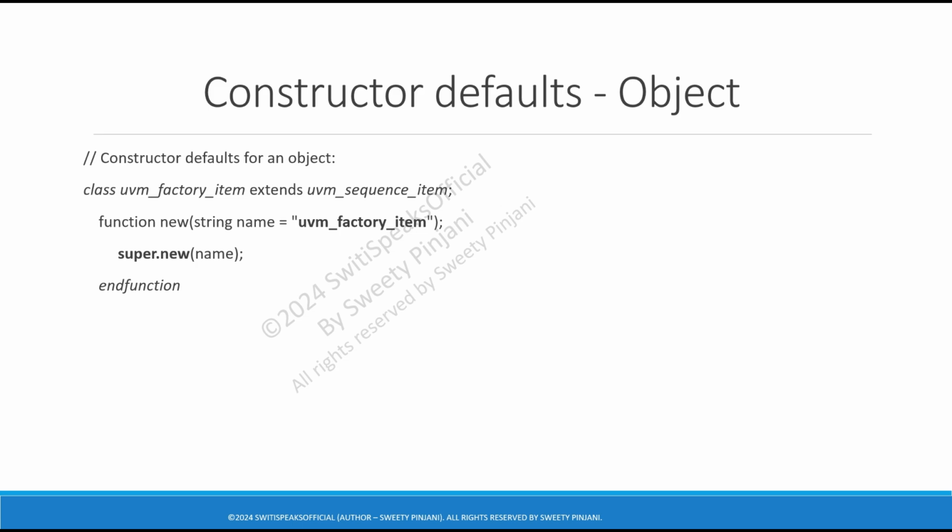For the component, you have to pass two arguments. One was name and parent. You have to call super.new. For object, you have to pass only one argument, which is name, and you have to call super.new.